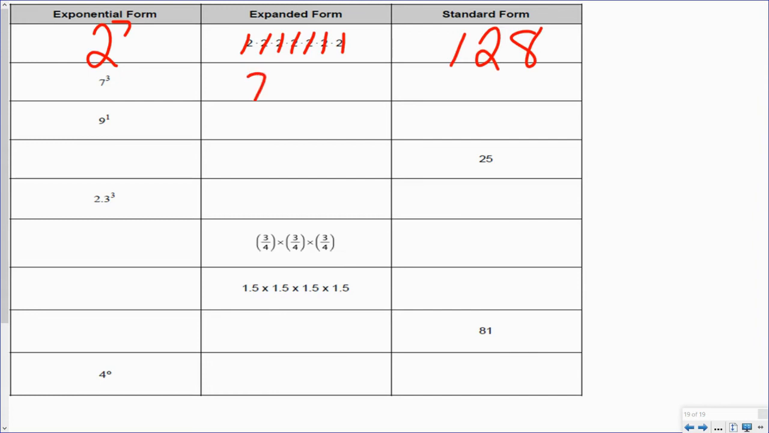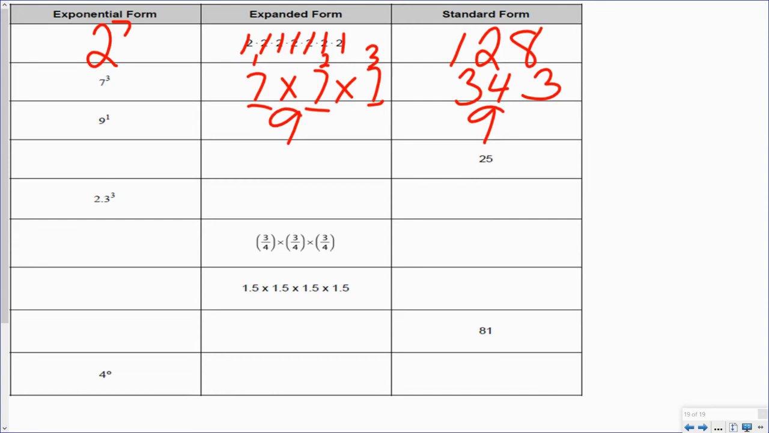Here I have a base of 7, and it's to the third power. So that means I have 7 times 7 times 7, because I have my base of 7, and I'm multiplying it 1, 2, 3 times itself. And that gives me an amount of 343. 9 to the first power just means I have one 9. So standard form would be 9.